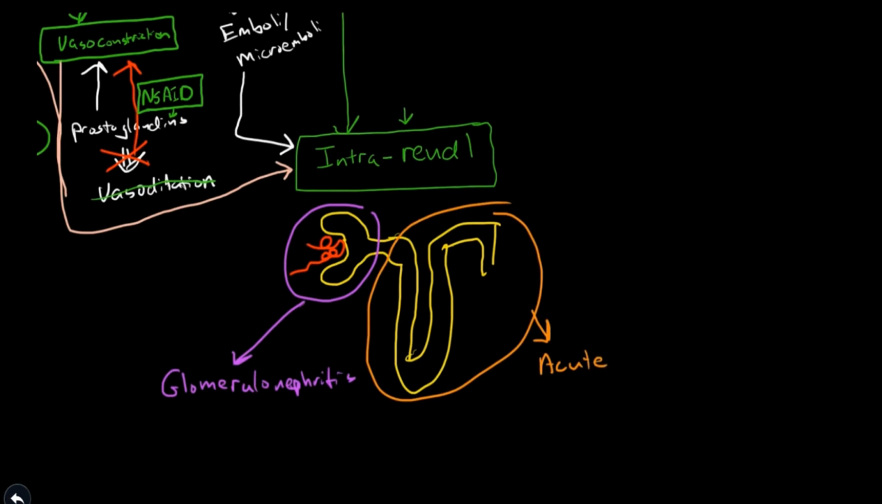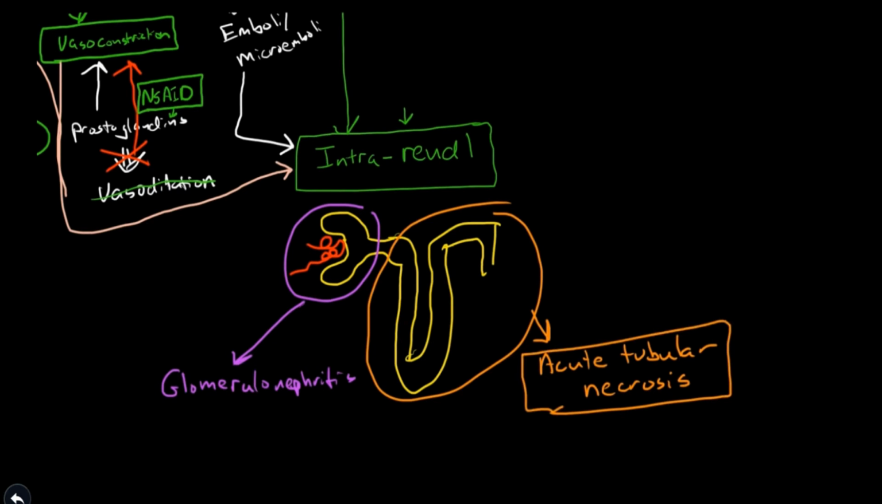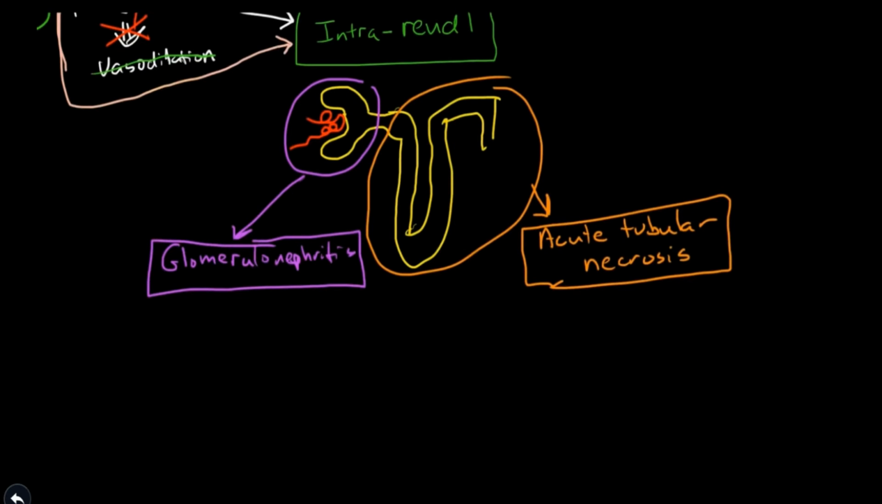If you have damage to the tubular epithelium, then you end up with acute renal failure from intrarenal causes. That is due to damage to the tubular epithelium, which is known as acute tubular necrosis. So these are both intrarenal causes of acute renal failure. Now, glomerulonephritis may be caused by infection, and infectious causes.